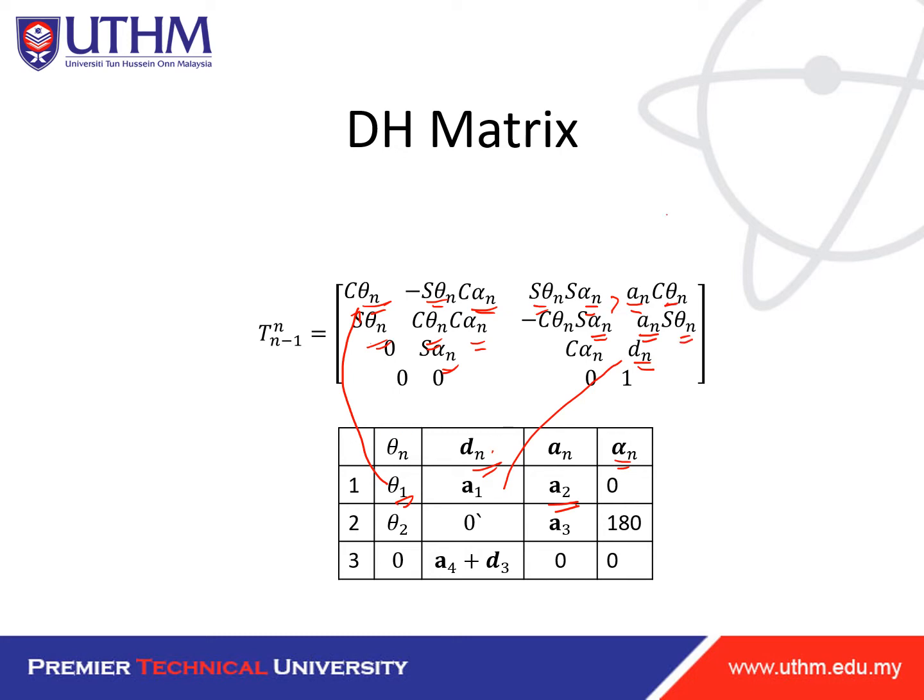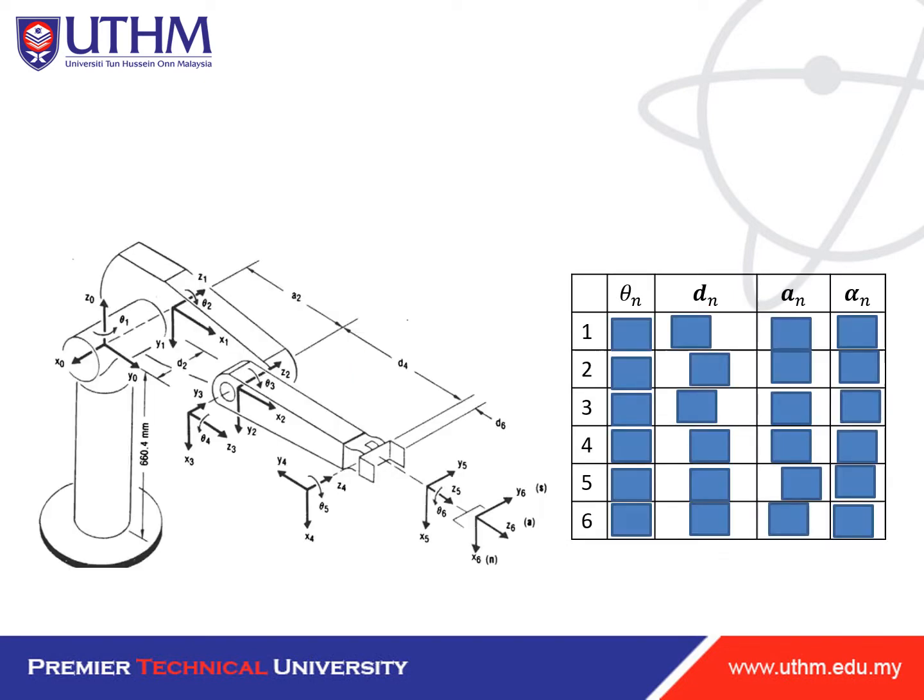Okay, so we need to fill in all of the parameters inside the DH matrix, and then we get a DH matrix for one frame. Later on, I will show one example for a 6 degree of freedom robot. So now we have a Puma robot. It is a 6 DOF robot.